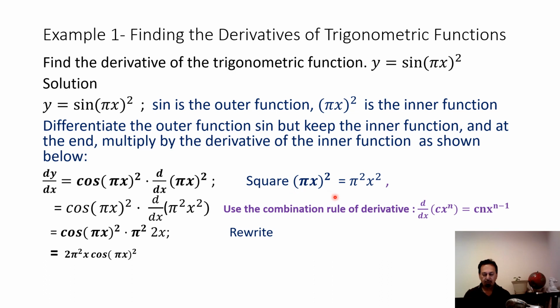Now pi x squared we can write as pi squared x squared. So we have cosine of pi x whole squared times d over dx of pi squared x squared. Now pi squared is just a coefficient. So using the power rule, this becomes pi squared times 2x. Now we can rewrite pi squared times 2x in the front as 2 pi squared x times cosine of pi x whole squared. And that's the derivative of y equals sine of pi x squared.